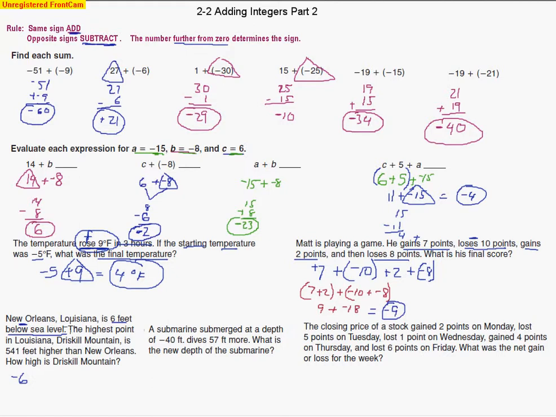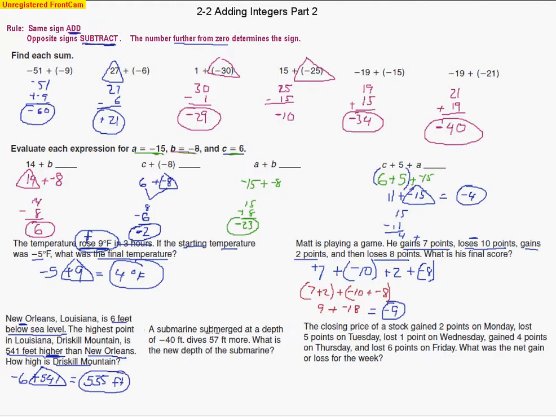The highest point in Louisiana is Driscoll Mountain, which is 541 feet higher than New Orleans. So how high is Driscoll Peak? Well, if it's 541 feet higher, let's add that 541 to the -6. And then we go ahead and do the work. Now, since they're opposite signs, we subtract those two numbers. So when I subtract those, I end up at 535. Is it positive or negative? Well, it has to be positive because there's more positives than there are negatives. So 535 feet is the top of Driscoll Mountain.